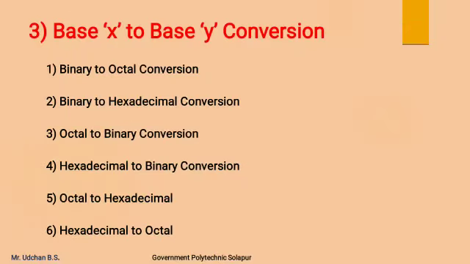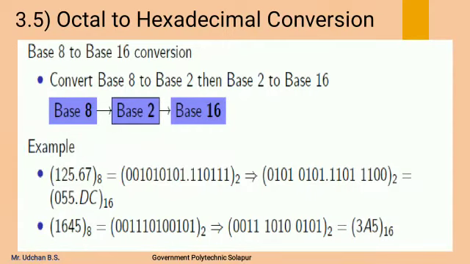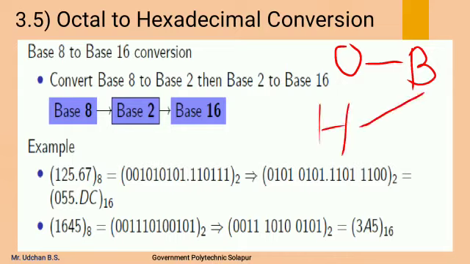Welcome all. In this video we will see how to convert an octal number into a hexadecimal number and a hexadecimal number into an octal number. First we will see how a given octal number can be converted into a hexadecimal number. In this case we cannot directly convert a given octal number into a hexadecimal number. We have to first convert the given octal number into a 3-bit binary number, and the binary number into a hexadecimal number by forming a group of 4 bits.